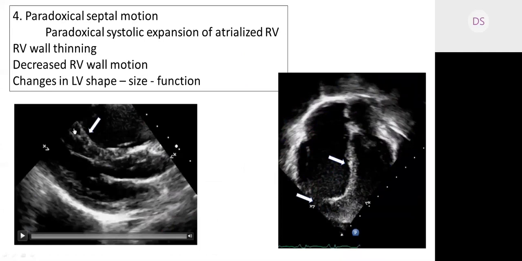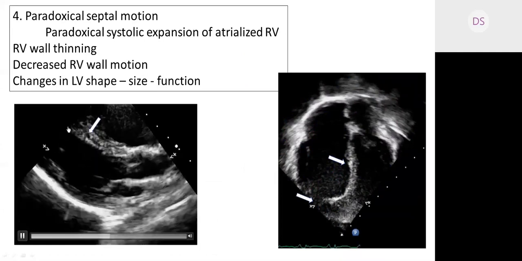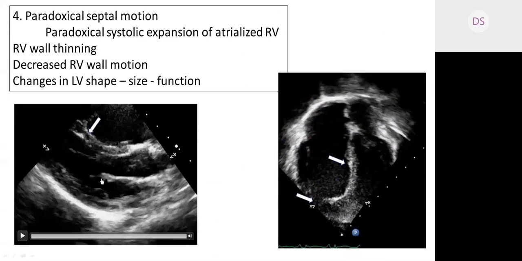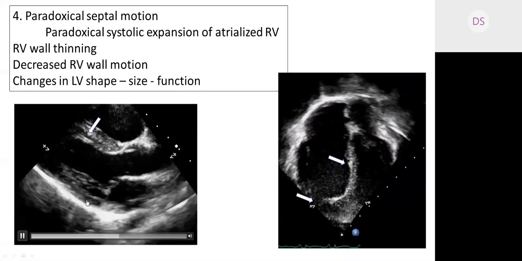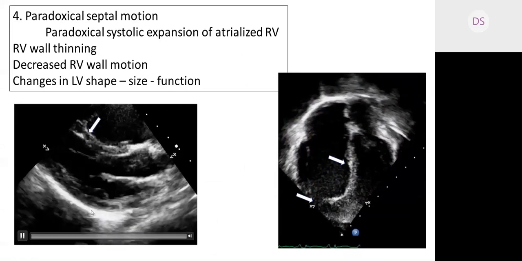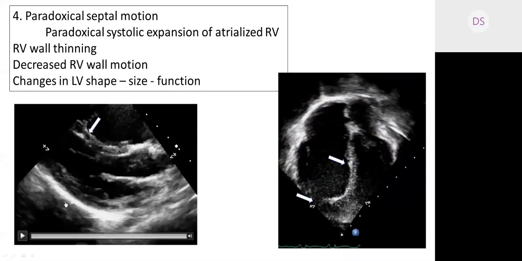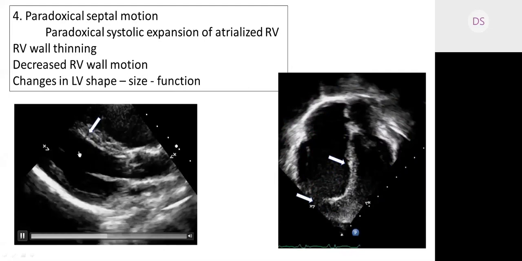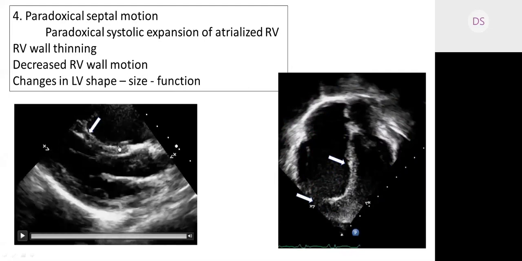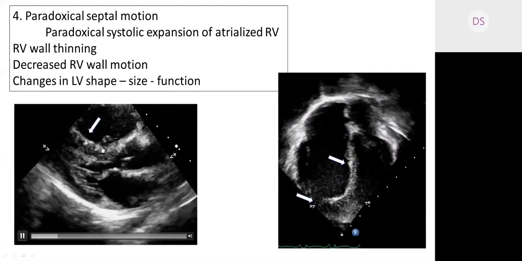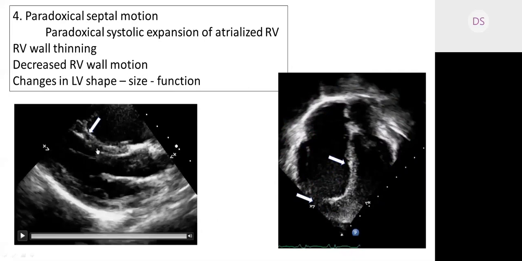Then you come down to the septal motion, and you can see here, because your right ventricle geometry is changed, you will have a paradoxical septal motion. Paradoxical means the interventricular septum is not moving with the left ventricle because it's getting expanded due to the presence of atrialized right ventricle. So this is very typical of an Ebstein's.